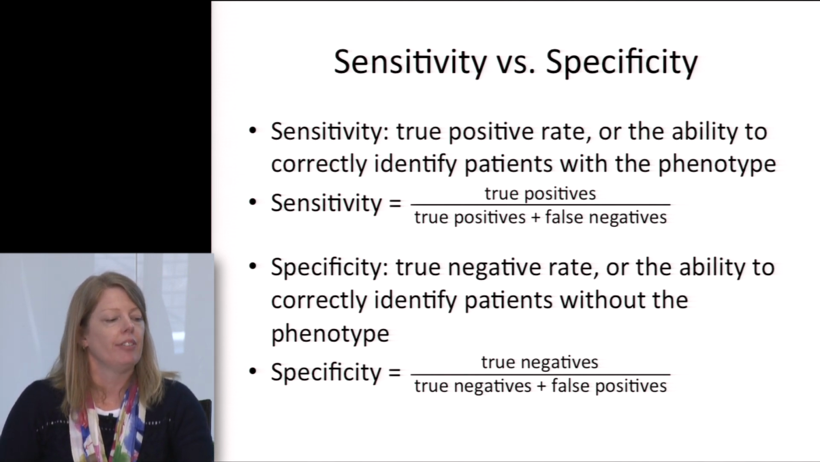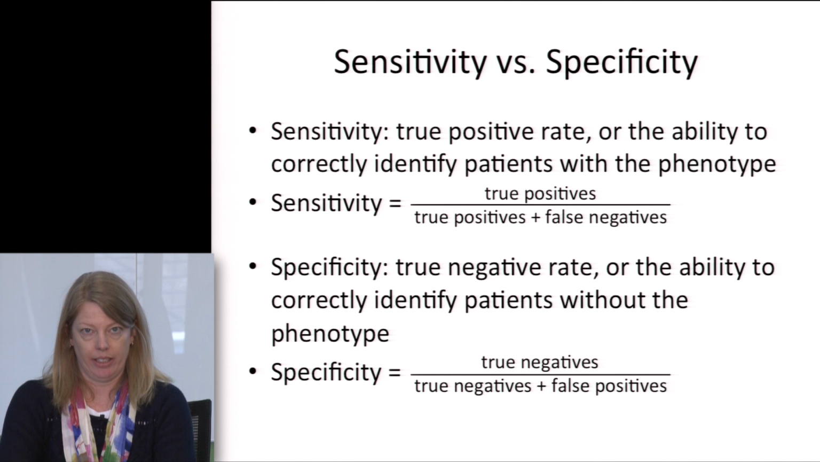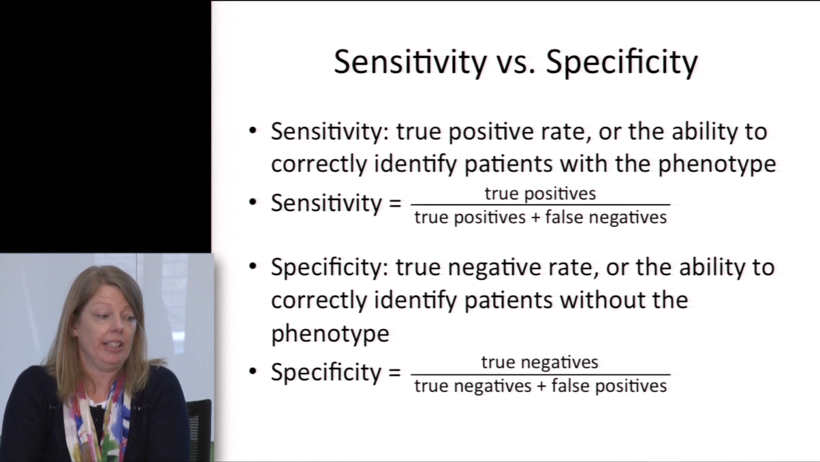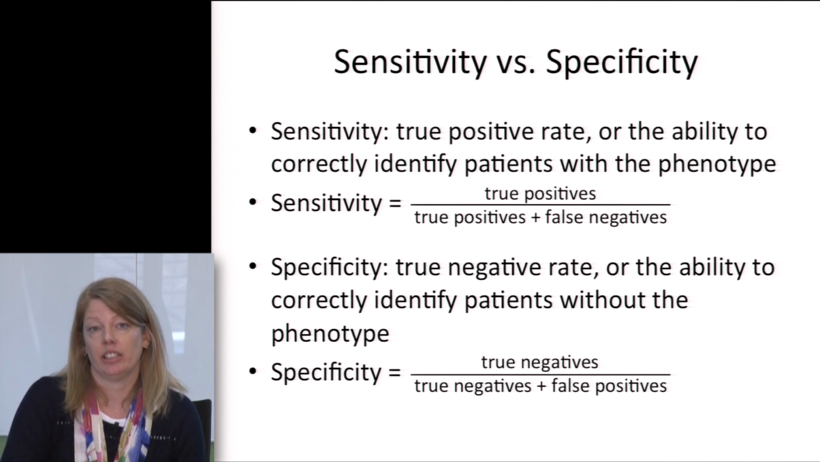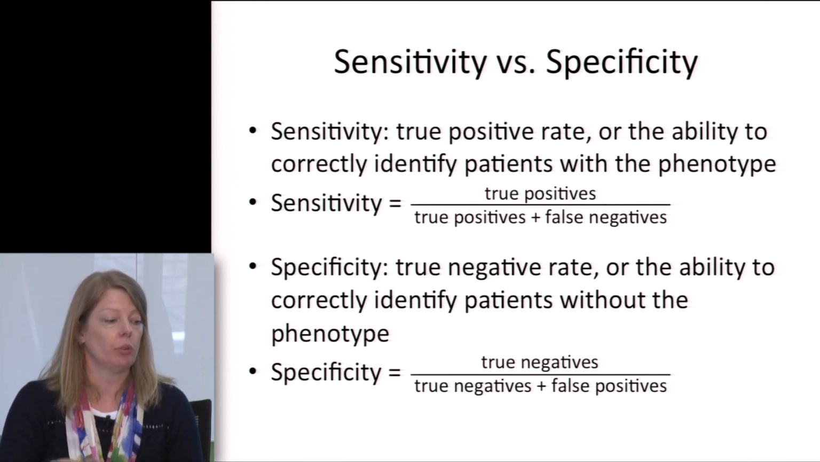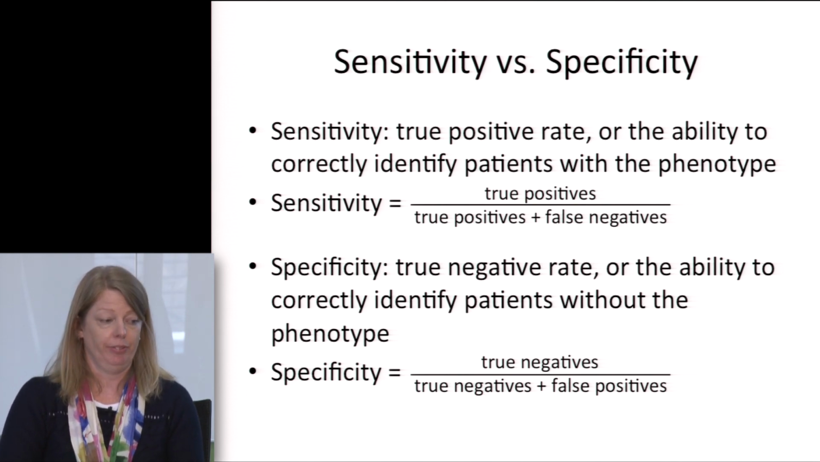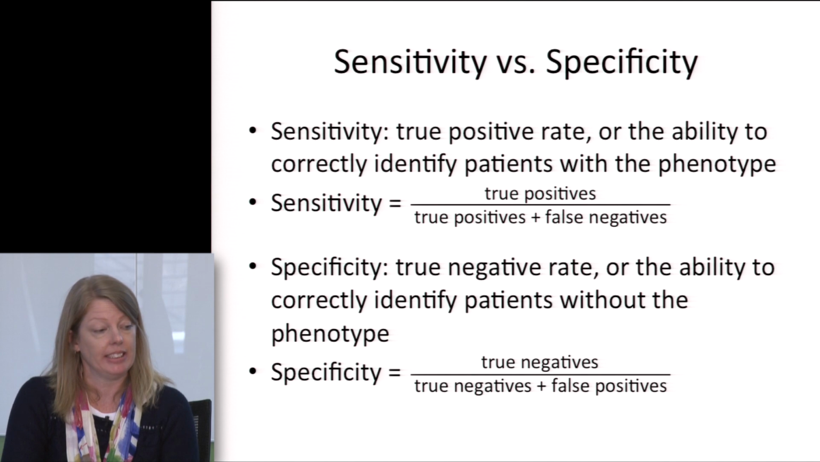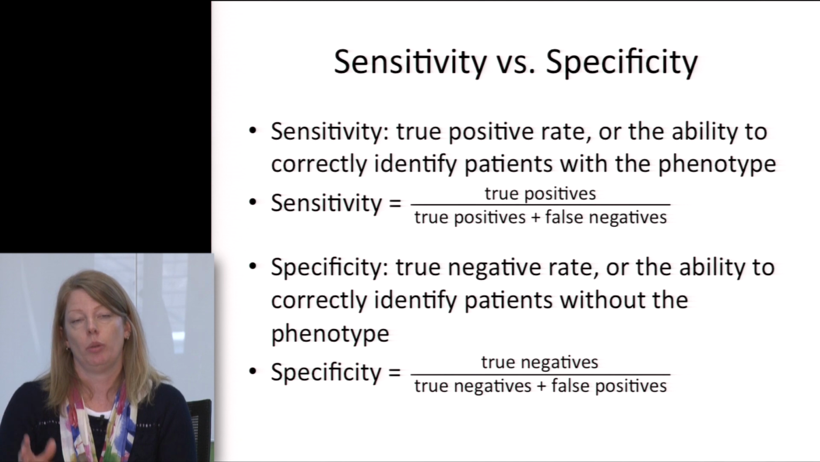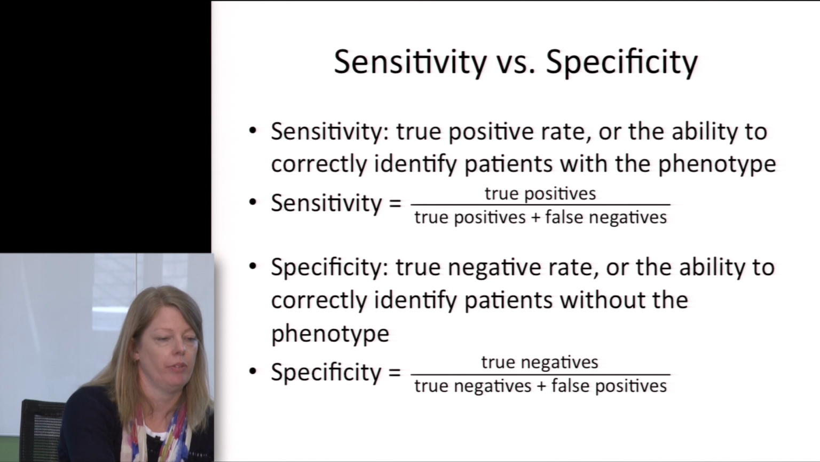So if you have a highly sensitive test and the result is negative, you can be nearly certain that that person does not have that phenotype. A test with 100% sensitivity will always correctly identify the people with the phenotype, okay? But if it only has 80% sensitivity, it will detect 80% of the people with the disease, but it will miss 20% of the people with the disease. So I hope that you follow along with that so far.